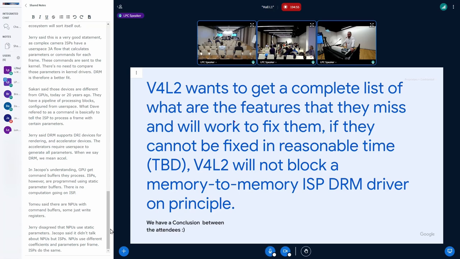Everything else of the ISP, we don't do that through explicit consent in the V4L2 API. It comes from a buffer that's constructed from user space.